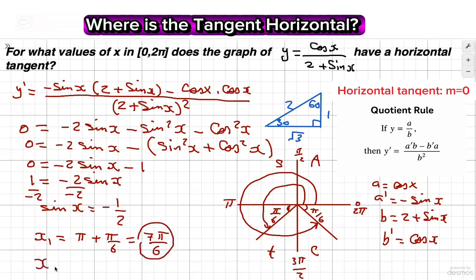And the second answer will be x2 equals, for this one right here, the big one, you go all the way to 2 pi and take away the pi over 6. So it'll be 2 pi minus pi over 6, which equals 12 pi over 6 minus 1 pi over 6, which gives you 11 pi over 6, and that is your second answer. In this graph right here, you'll have a tangent line that's horizontal at 7 pi over 6 and 11 pi over 6, and that is the final answer for this.